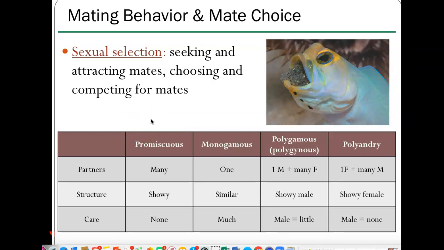A really good example for promiscuous animals is going to be bonobos. They are crazy. I mean, don't look up crazy stuff about them, but I would just look up the promiscuity of bonobos. It's nuts, man. Literally.